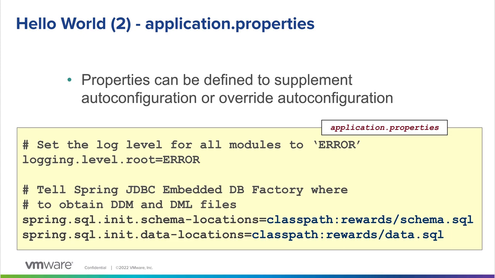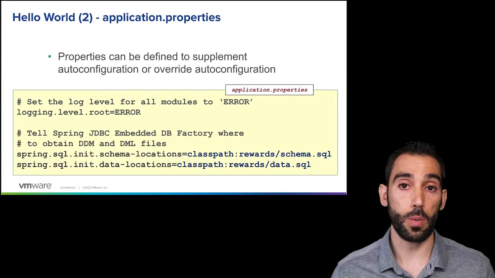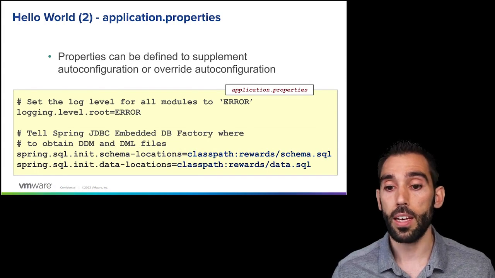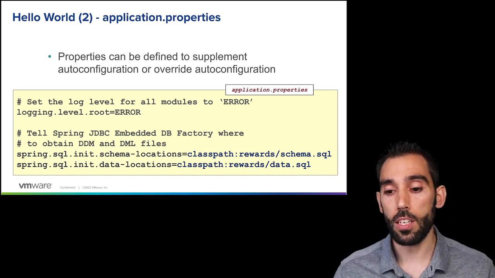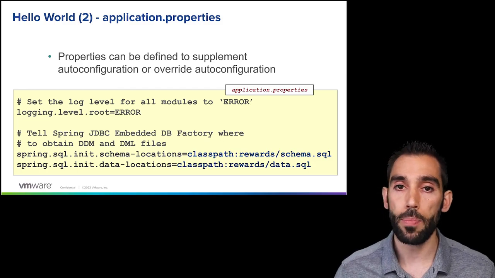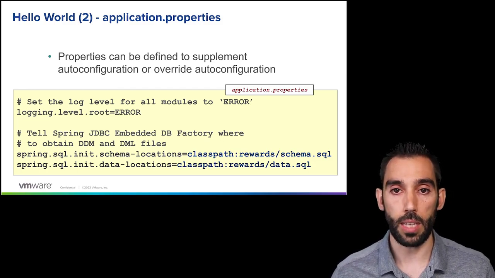Those will execute against the data source. Just because we have Spring JDBC in the classpath and HSQLDB, Spring Boot will create an in-memory database, we'll have a data source available, and we'll run these two SQL files against that data source. We'll create a schema and populate the data source with some data.